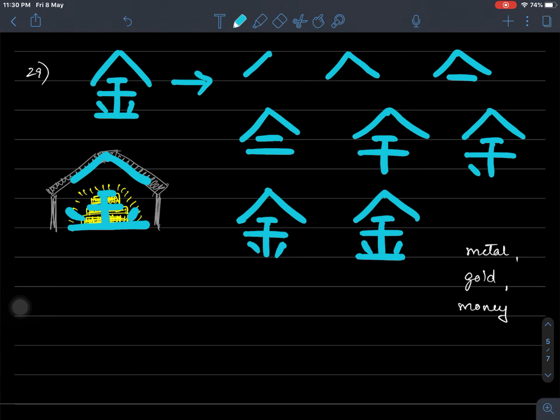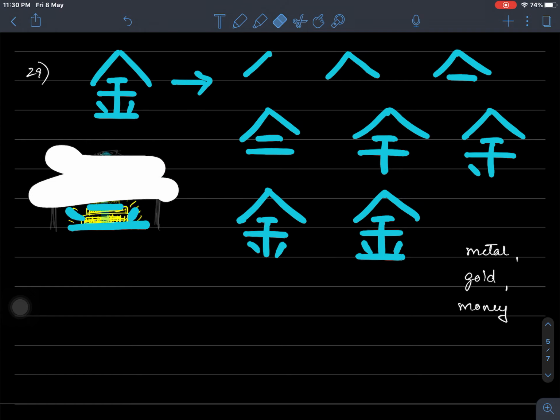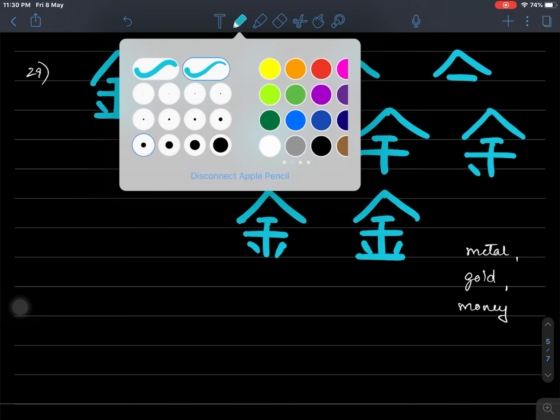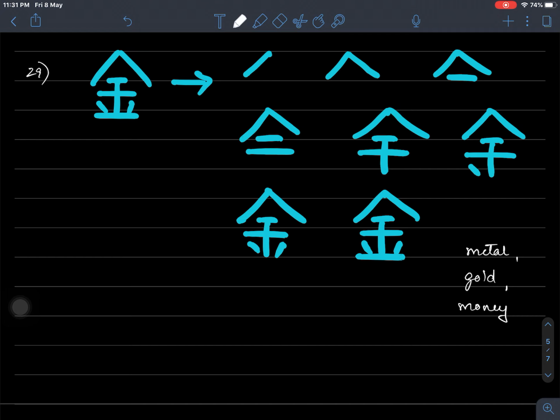So that's how you can remember that this is what gold means, or this is the kanji for gold. This is also the mnemonic that the book suggests. It's a pretty interesting mnemonic. I personally did not require it, but in case you do, please remember that kind of a picture, and you will be able to come to understand what that means.